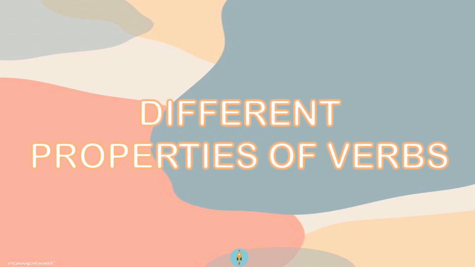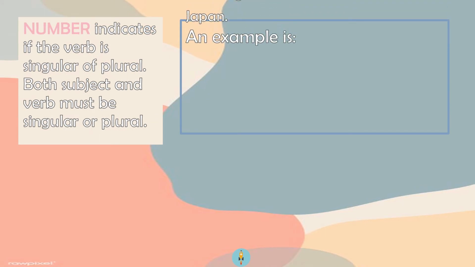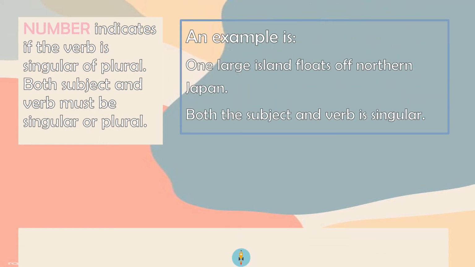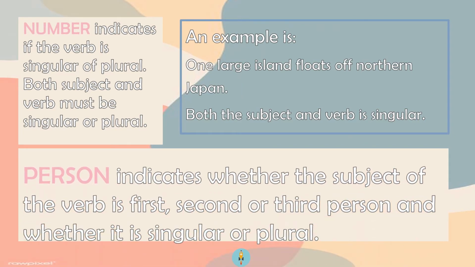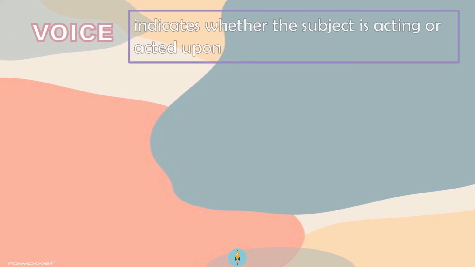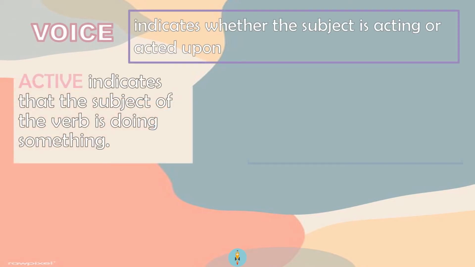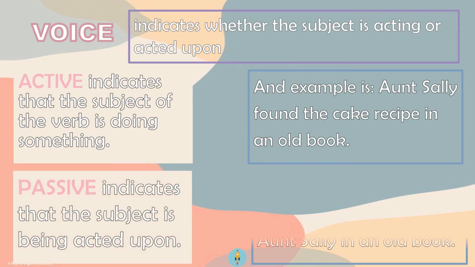There are also different properties of verbs. Number indicates if the verb is singular or plural. Both subject and verb must be singular or plural. Person indicates whether the subject of the verb is first, second, or third person and whether it is singular or plural. Voice indicates whether the subject is acting or acted upon. An active voice indicates the subject of the verb is doing something. A passive voice indicates that the subject is being acted upon.